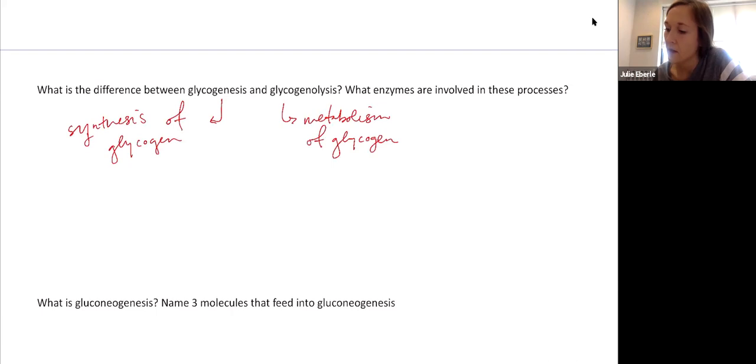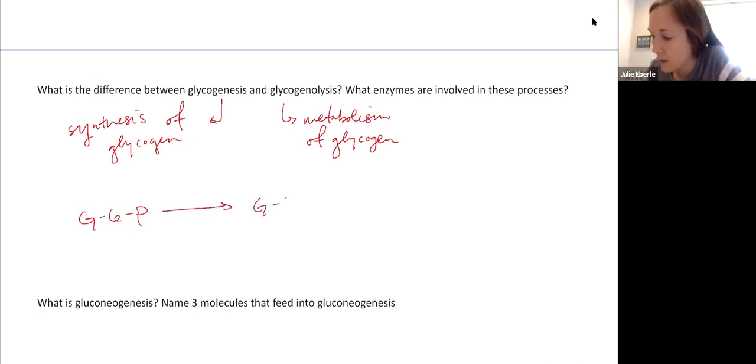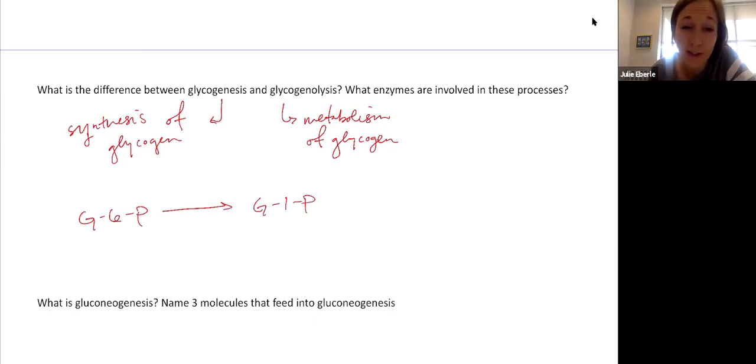Glycogen. All right, so the way this works, if we take glucose 6-phosphate, this is our guy. The first thing we're going to do is convert it to glucose 1-phosphate. Anybody remember the enzyme that does this? I don't expect it, honestly, at this point. It's a mutase.